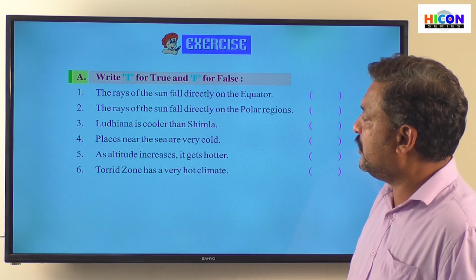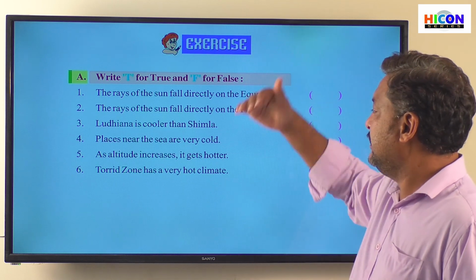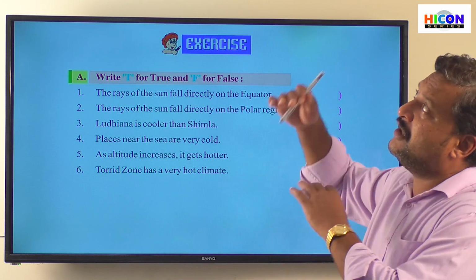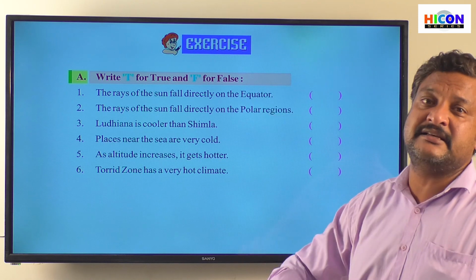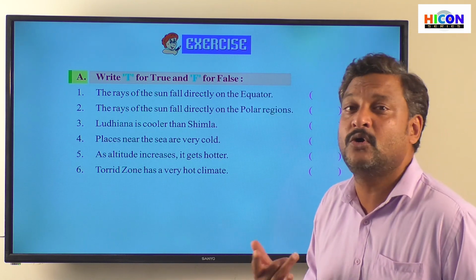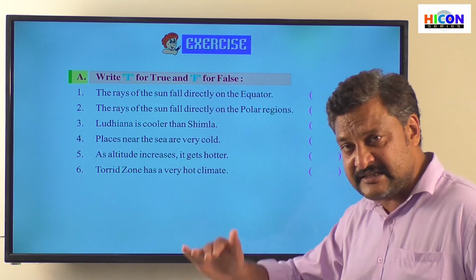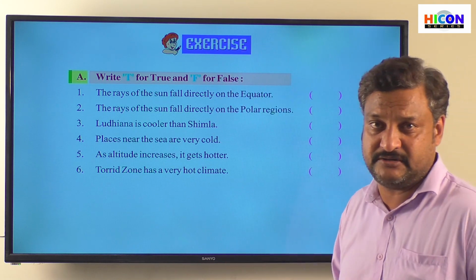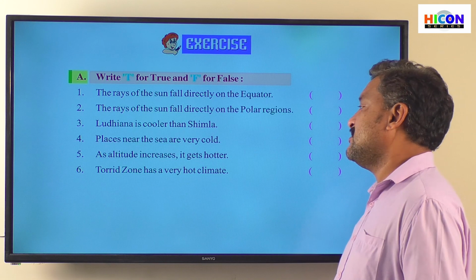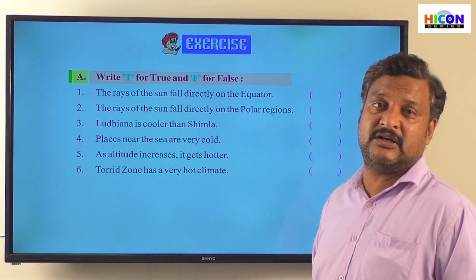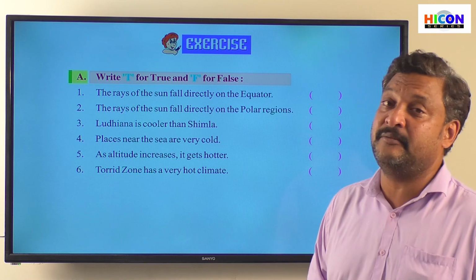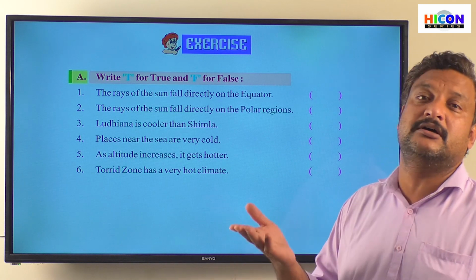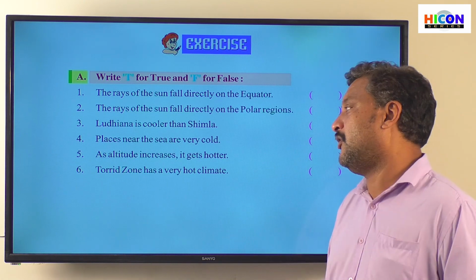Right? Fifth one. As altitude increases, it gets hotter. Is it so? As we go higher in the altitude, what happens? The temperature decreases. Means what? Is it becoming hotter or colder? Colder, isn't it? The temperature decreases means it becomes colder. The temperature increases means it becomes hotter. Right? So here, as altitude increases, it gets hotter is a wrong statement, because as we go high in the altitude, the temperature decreases. It becomes cooler. Right? So the answer is again false.